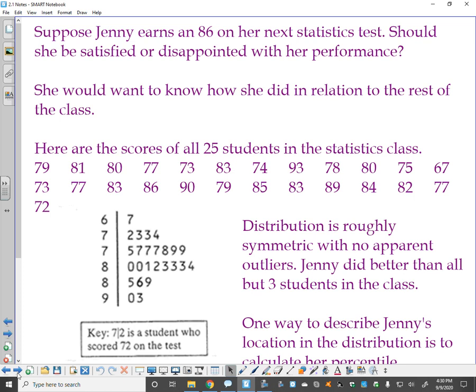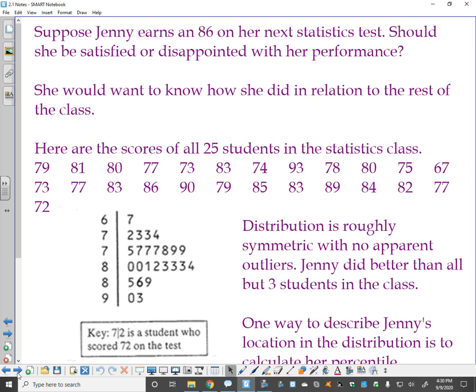Well, you know when you get a test grade, and you tell your parents about your test grade, it's, well, I made an 86, but everybody else made a 70-something, to make your grade sound better. But if you made an 86 and everybody else made 90s, then you didn't do as hot. So she would want to know how she did in relation to the rest of the class.